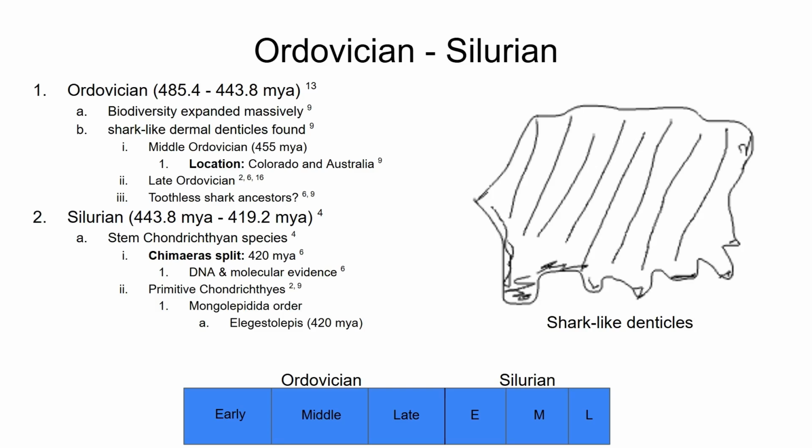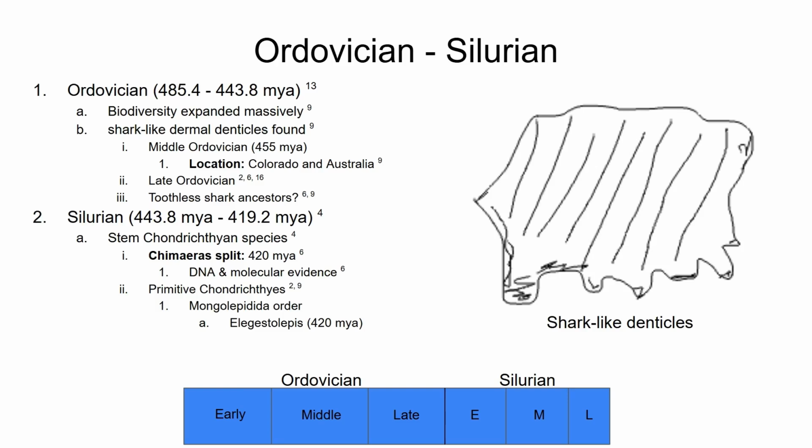The biodiversity increased massively during the Great Ordovician biodiversification event. As for shark-related fossils, paleontologists discovered shark-like denticles in some Middle Ordovician rocks found in Colorado and Australia. They discovered more denticles from some late Ordovician rocks. Two sources I used pointed to the shark ancestors being possibly toothless.